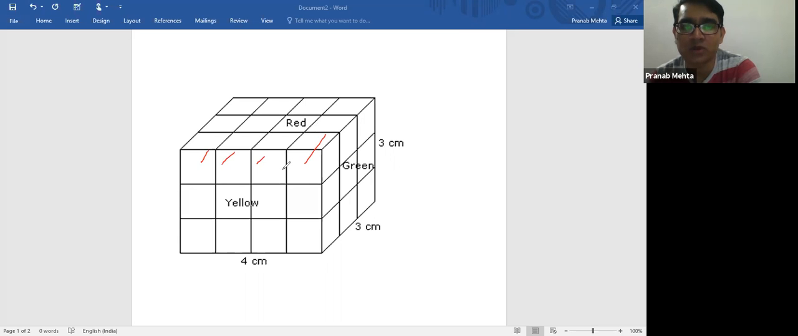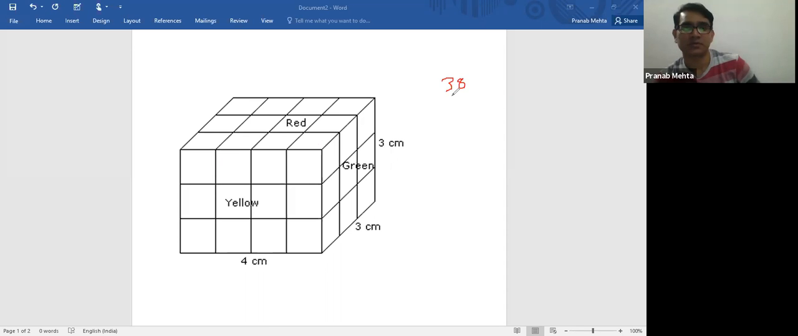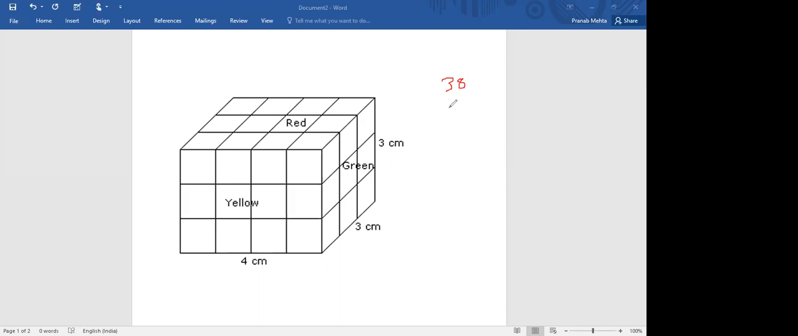Yes, how many cubes do we have in total? Okay, first you tell me this. Let me just check it out because I think you people are confused with this also. Total, how many cubes are we talking about? 38. No, sir, 30. 38, sir. 38. Let us see. Anyone else? 36, sir. Anyone else? 36.